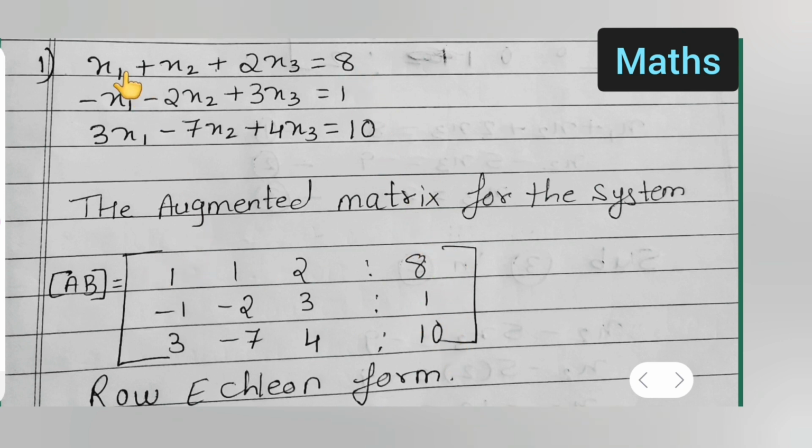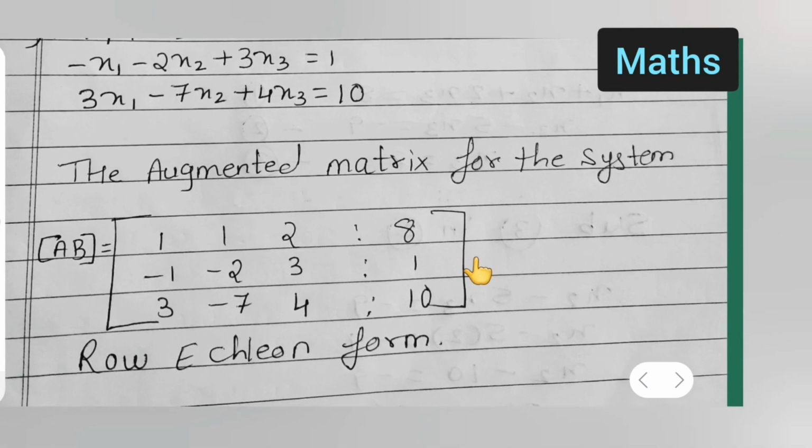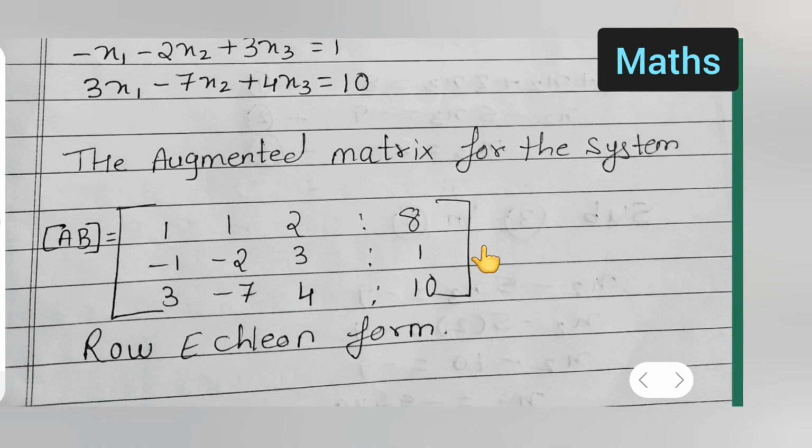So your x1 over here is 1. Next x2 is 1. The coefficient of x3 is what? 2, and 8, write it here. Next, minus 1, write it here. Minus 2, 3 and 1. This one you'll have to write it here. Next is 3, minus 7, 4 and then 10 over here. Now first we are going to reduce it to row echelon form. So let us do it.